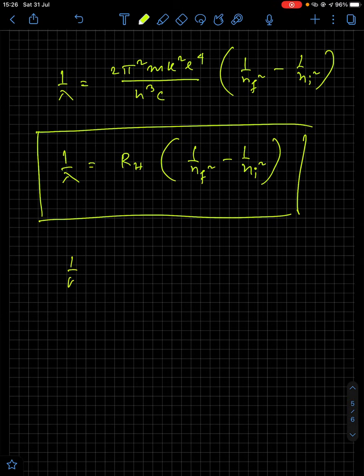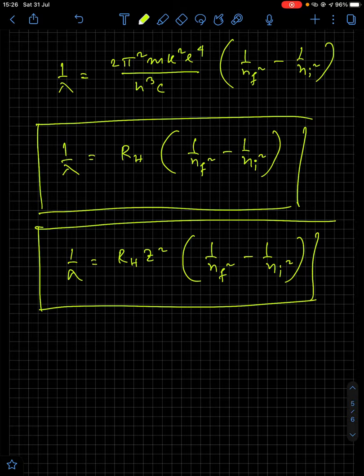For hydrogen like system, this relation will become RH Z square. For helium plus and lithium 2 plus, this will apply, where Z is the atomic number of the hydrogen like system. So 1 by nf square minus 1 by ni square. So again, this is one more relation you have to remember.